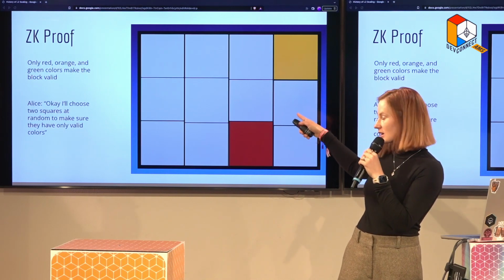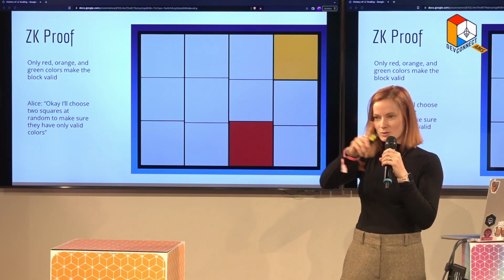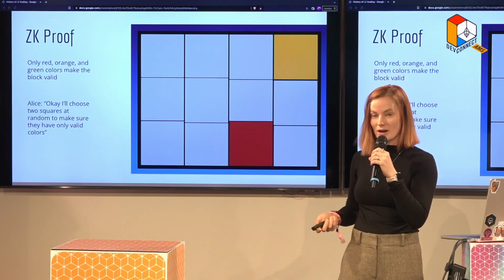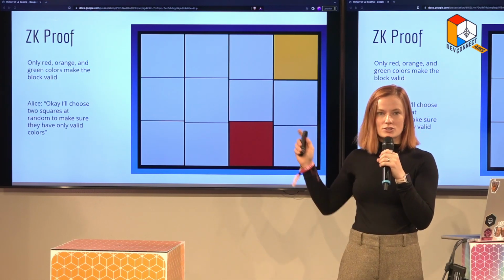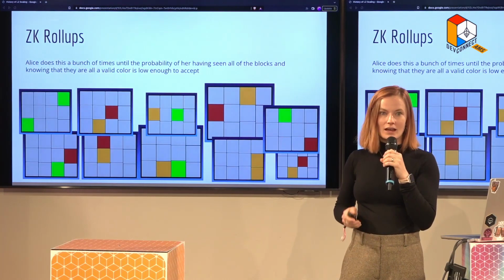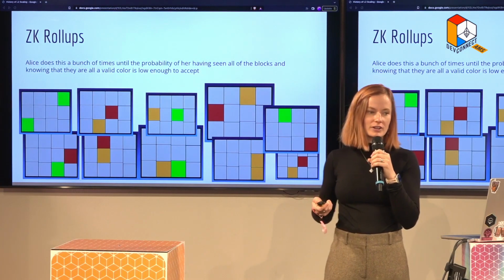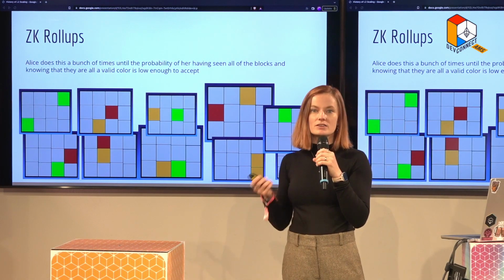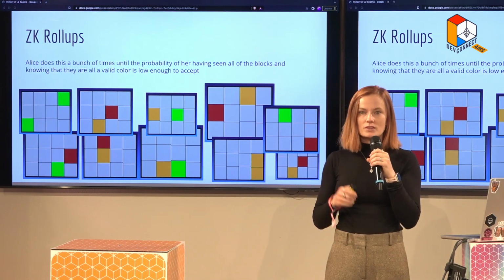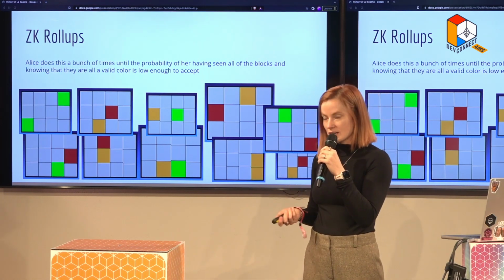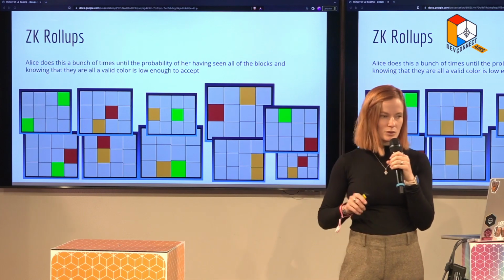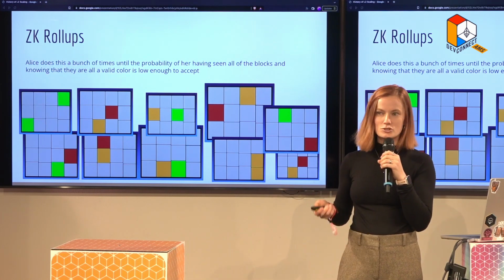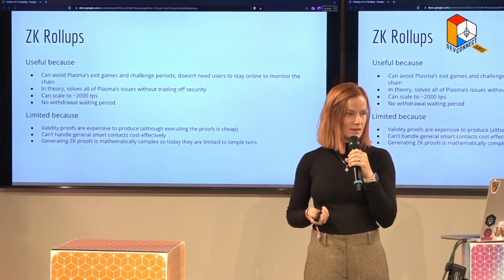We have to randomize the location because otherwise Alice could choose them and then later figure out the whole pattern. So then Alice chooses 2 more. And Alice will keep doing this over and over again until the probability of her having seen all of the blocks and knowing that they all have a valid color is low enough to accept. And then the proof is complete. So this is roughly how ZK proofs work.